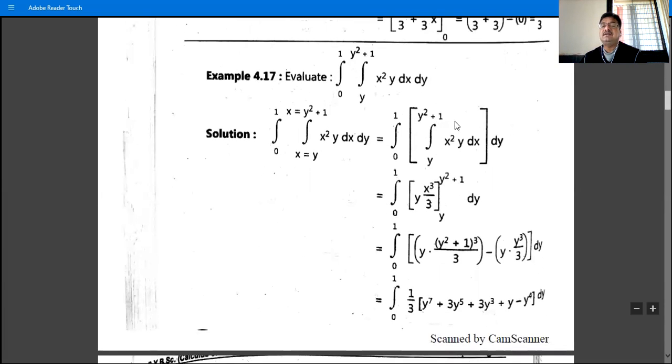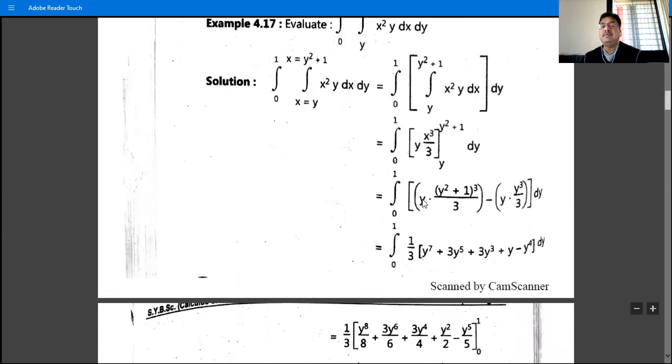So here the integration is with respect to x first. Dx means integration is with respect to x. So y is constant, and the integration of x square is x cubed by 3, between the upper limit and lower limit. The value at the upper limit: substitute x as y square plus 1. And the value of this bracket at the lower limit: substitute x as y.